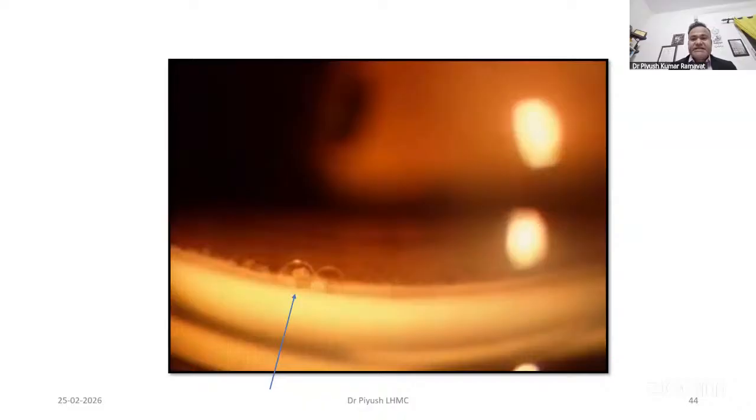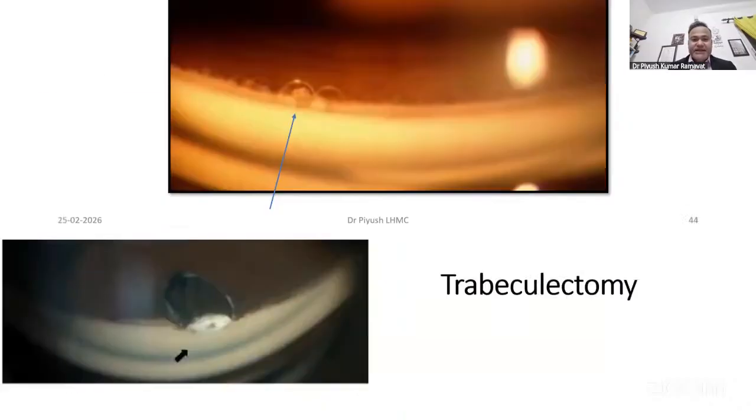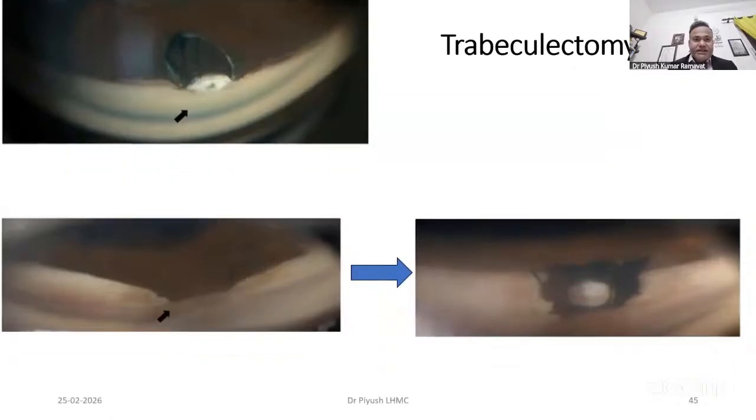Silicone oil is commonly seen after vitreous surgery in the superior angle. Then trabeculectomy: it is important to do gonioscopy to know the patency of the ostium. It is patent here. Here it is closed by the iris, and after the laser, you can again reopen the ostium.